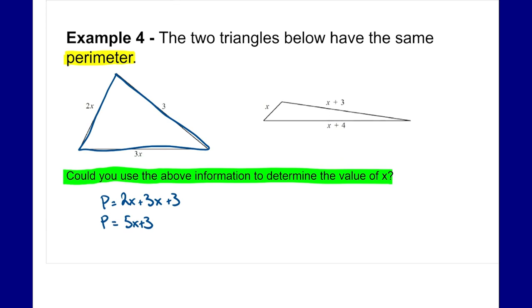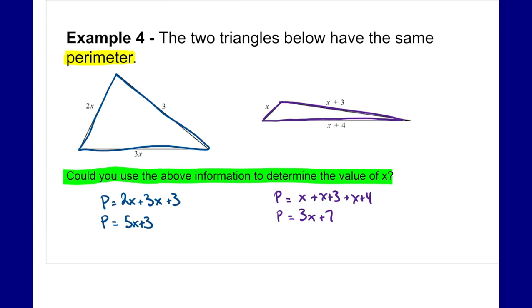Let's do the same thing for our other triangle. Let's find the distance around. Let's add up all of the sides. Right, so this is just going back to our collecting like terms. x plus 3 plus x plus 4. Collect my x's. There's 3 x's, and then 3 and 4 is 7. So now I have perimeters for both.